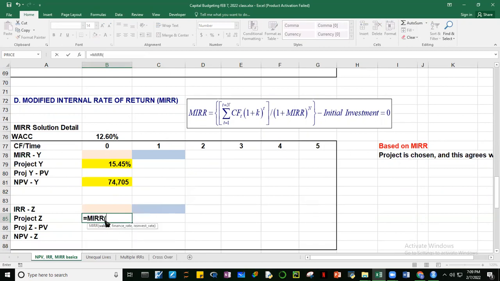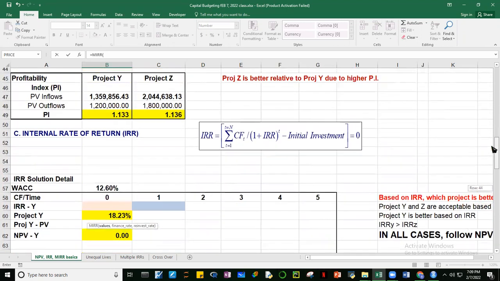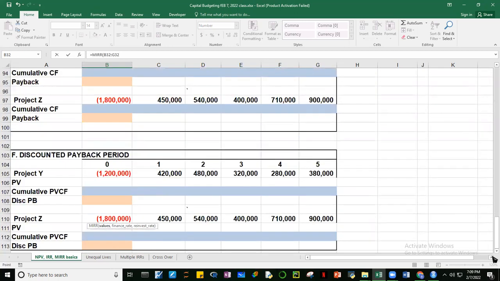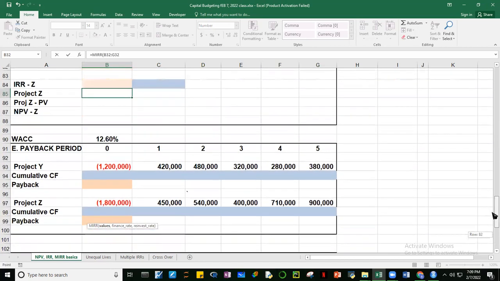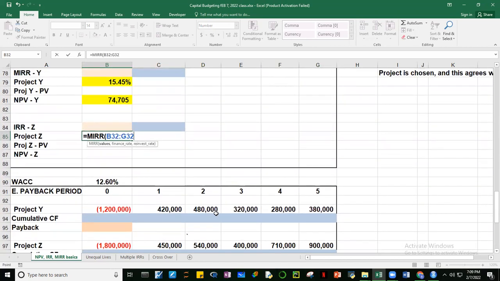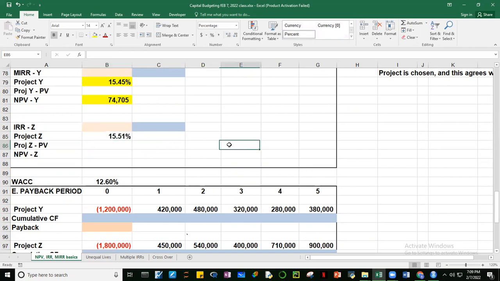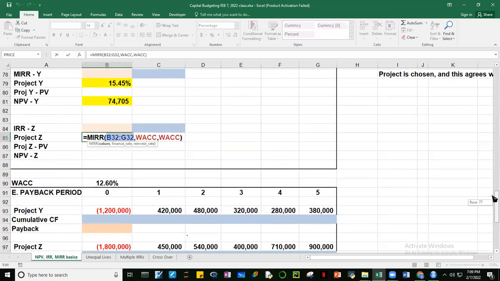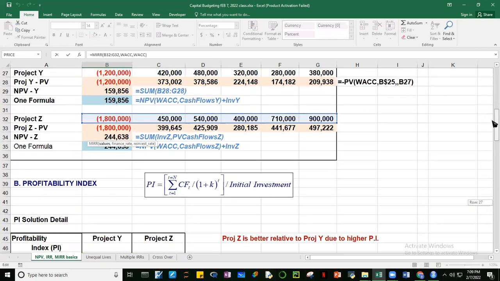Okay, how about for Z? What's the MIRR? Values, guys. Okay, so kay Z, lahat to. And then comma, finance rate is still your WACC. Then investment rate, WACC pa rin. Okay, so this is your MIRR for Project Z. And this gives us a value equal to 15.51. Tama ba ako? MIRR. Ang values natin, ano yung values ko dito? Okay, tama. B32 to G32.